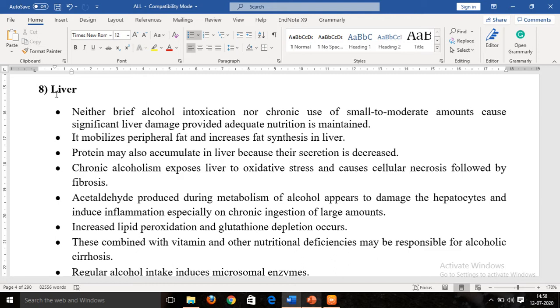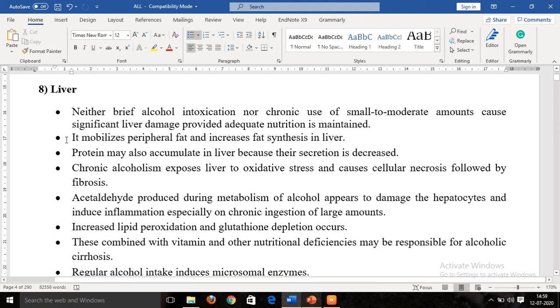Now let's see what exactly is happening with the liver if the consumption of alcohol is increased. Small to moderate amounts generally do not produce any damage to the liver. But if the person does not maintain nutrition, in case of malnutrition, it can start damaging the liver. So one should take care that the amount of alcohol consumed is not too much, and the person should also maintain proper nutrition.